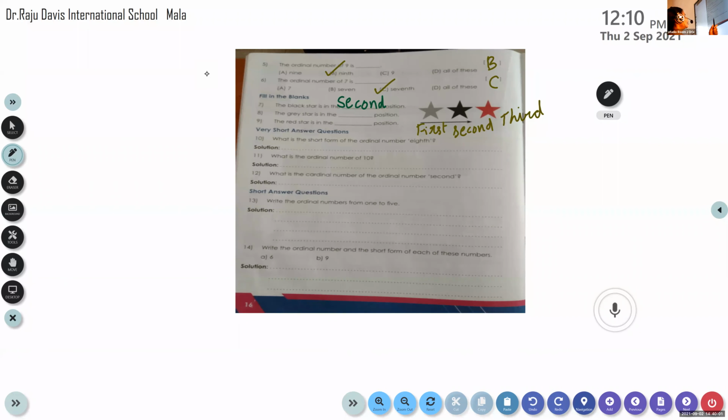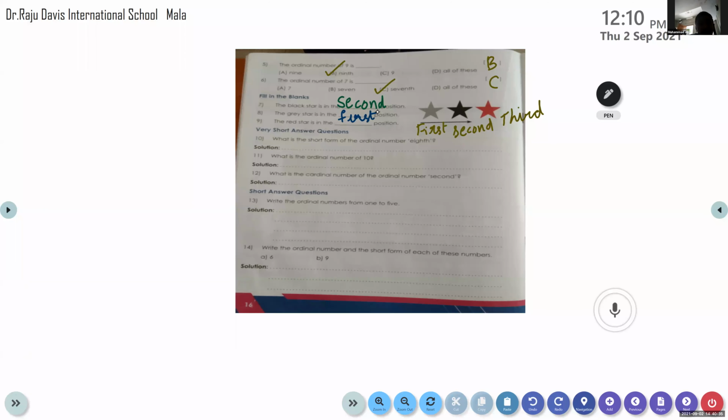Muhammad Ali, please read question number 8. The gray star is in the dash position. What is the position of gray star? First, very good. What is the spelling of first? F-I-R-S-T. First, please write the spelling. F-I-R-S-T.